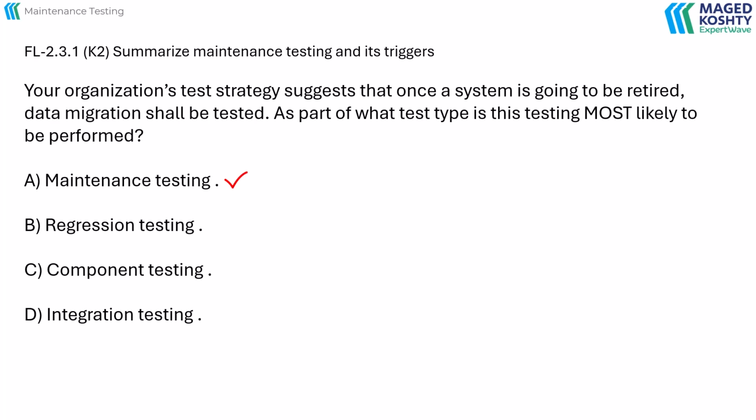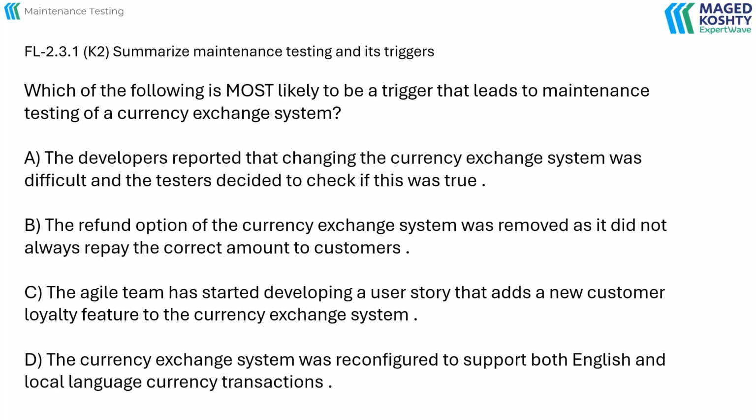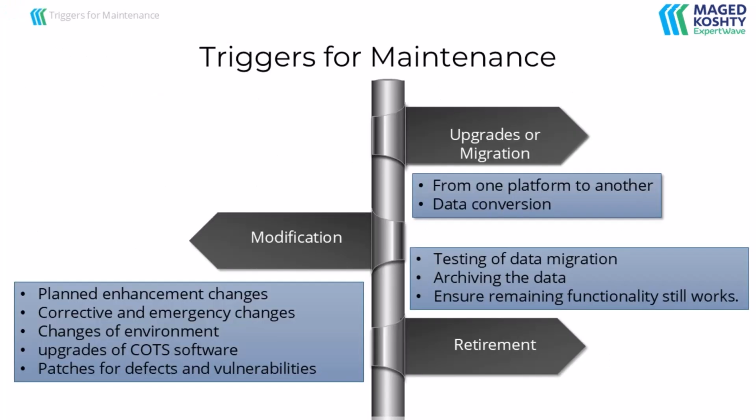The second question. Which of the following is most likely to be a trigger that leads to maintenance testing of a currency exchange system? The syllabus mentioned that the triggers for maintenance testing on an operational system could be modifications, upgrades, migration, or retirement.